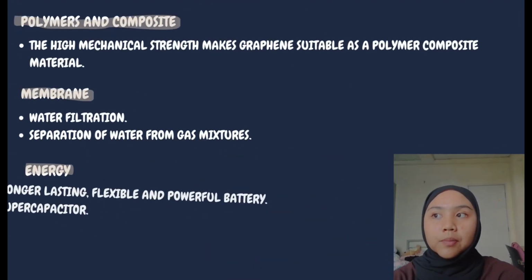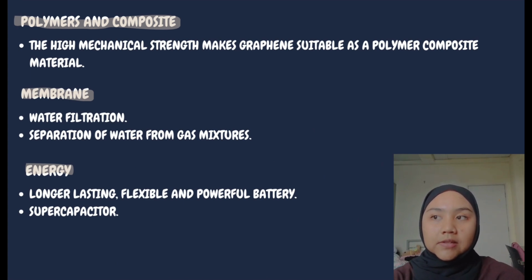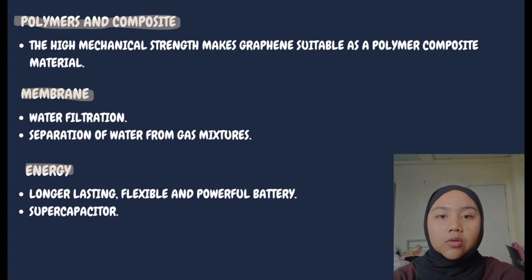Fourth, we have polymer and composite. The high mechanical strength makes graphene suitable as a polymer composite material. The next one is membrane. It is used for water filtration, and also for separation of water from gas mixtures. And the last one is energy. It gives longer lasting, flexible and powerful batteries. It is also used in supercapacitors.